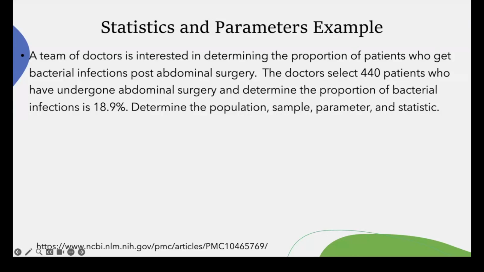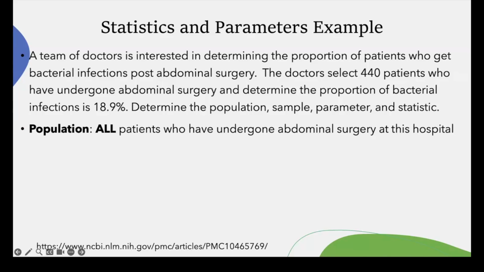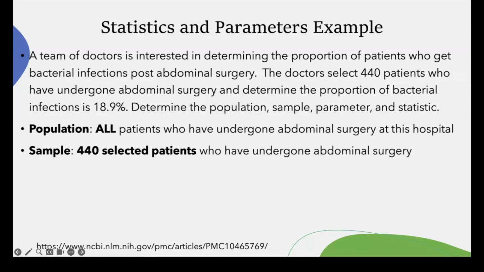So first, the population. The population, remember, is everybody. If this study is conducted on people who get bacterial infections post-abdominal surgery, then the population is all the patients who have undergone abdominal surgery at this hospital, all of them. And remember, the sample is that smaller subset. So the sample is just those 440 selected patients who have undergone abdominal surgery at that hospital. So that smaller portion of the population. And we were not given the size of the population in this problem, but we know we can define what it is. It would be everybody who got abdominal surgery.